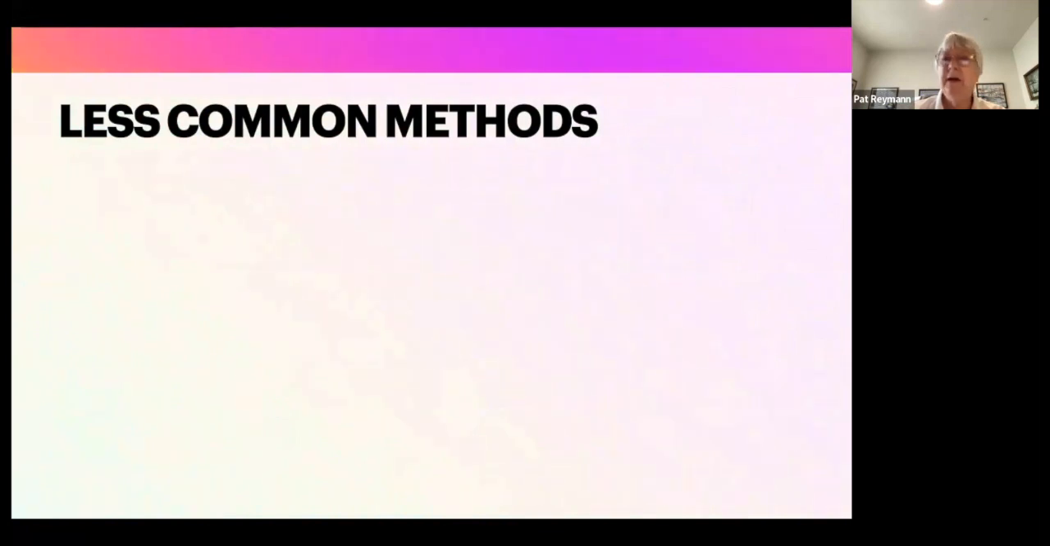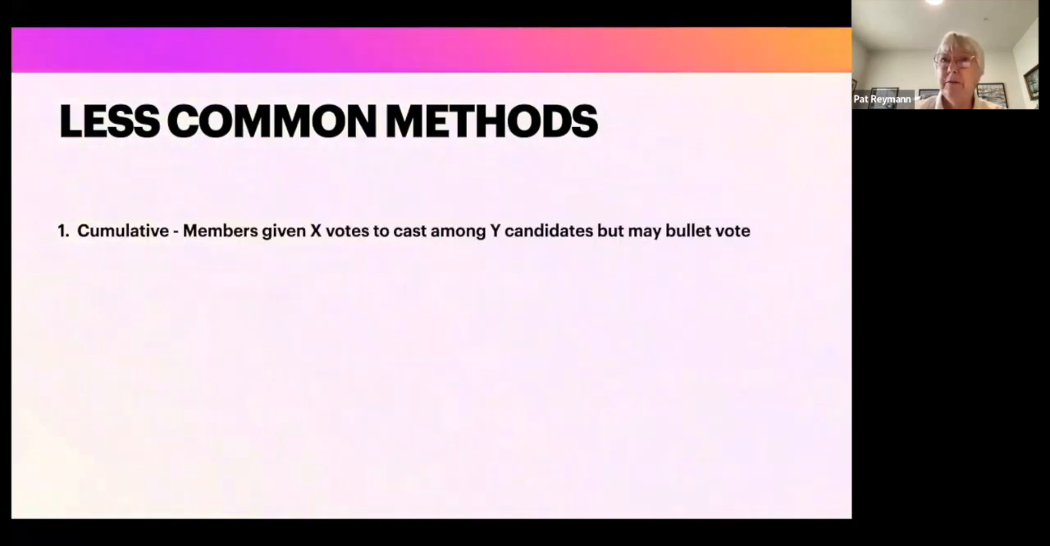Here are a couple more others. Cumulative voting, hard to say, and we don't see this very often, but members are given so many votes to cast. For instance, you're electing maybe a board of directors, and everyone may vote for 3. You can vote for 3 different people, give them each 1 vote, or you can do more of a bullet vote and give all 3 to just one person.